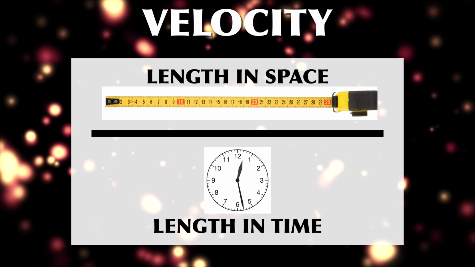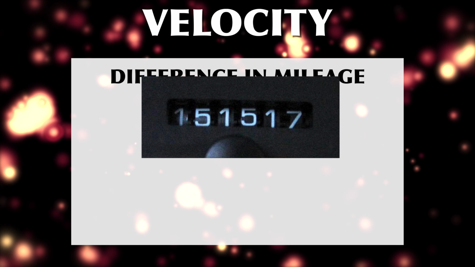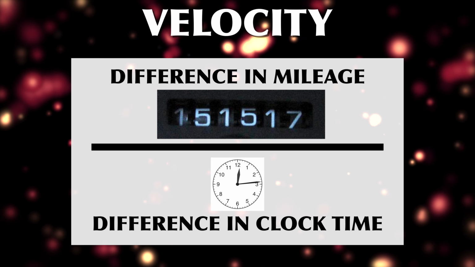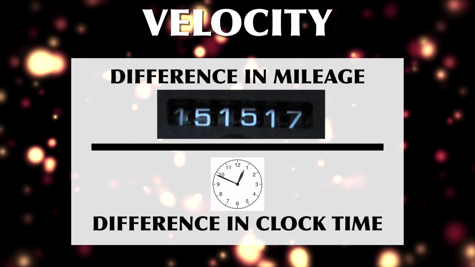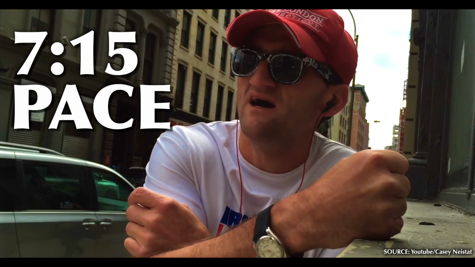In other words, the length in space in proportion to the length in time it takes to cover this. To calculate velocity in practice, you can, for example, use the difference in mileage divided by the difference in clock time. It's not strictly necessary that it's distance per time. It could just as well have been defined as time per distance. And actually this second definition also exists, and it's called pace and is often used by runners, for example.